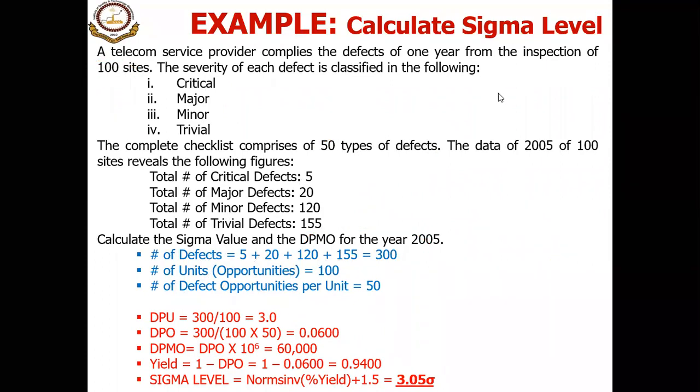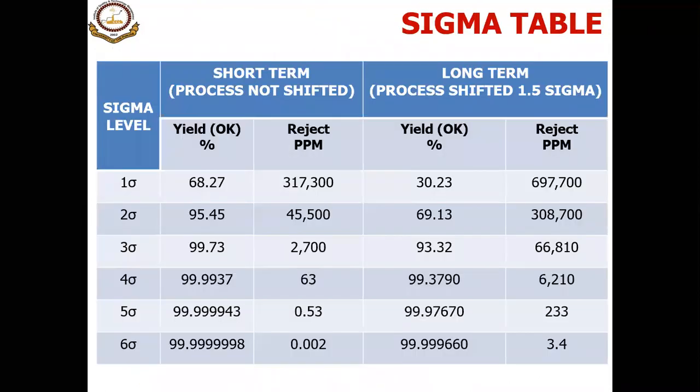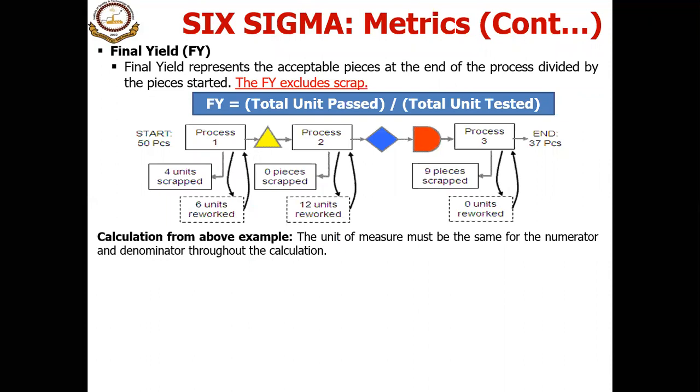So I hope you understand how we can calculate the sigma level of a process. One more thing I want to add: whenever you are reporting the sigma level, always add 1.5, because the Six Sigma idea assumes that your process mean is not hitting the target, it is deviated from the target value, either to the right or left. So whenever you report the sigma level, it is understood that you have added the shift of 1.5 sigma.